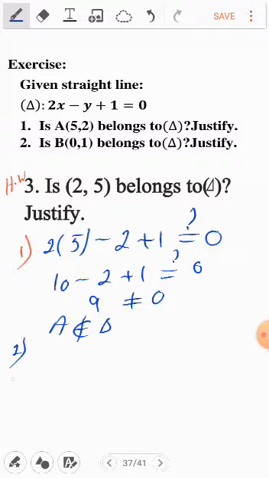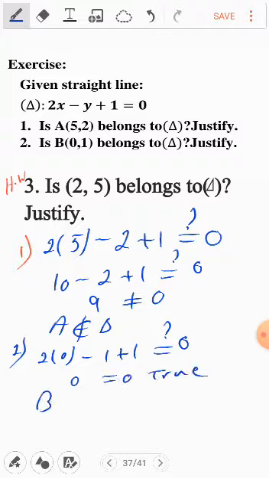Part 2. Does B(0,1) belong to delta? Justify your answer. So replace instead of x 0 and instead of y 1. So 2 times 0 minus 1 plus 1, is it equal to 0? 0 equal to 0. True. So the point B belongs to delta. Do part 3 as a homework.